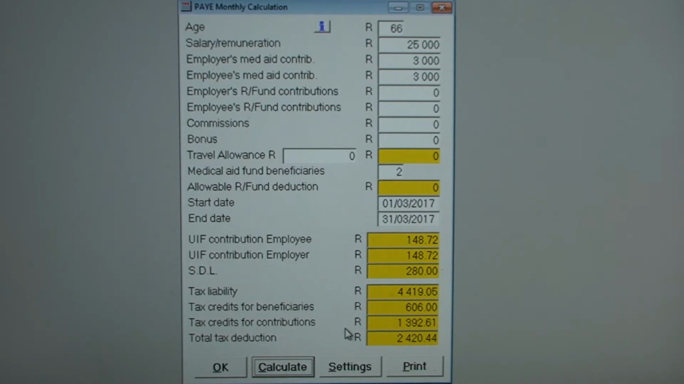Medical aid fund contributions may not be used as a deduction against income, but are instead converted to tax credits, and the tax credits come straight off the tax you have to pay.